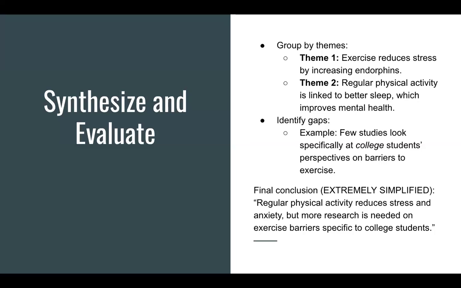Like if there's a lack of studies on exercise barriers for college students, then you can draw conclusions and say how that's not available in the literature. And the most simplified conclusion that you could come up with from a research question, just an example again, since the literature review takes days and hours, is: regular physical activity reduces stress and anxiety, but there are gaps and more research is needed on exercise barriers specific to college students. So that would be like your intro concept, and then you would have to create a roadmap in your literature review explaining everything from all the sources that you found, and so on from there.